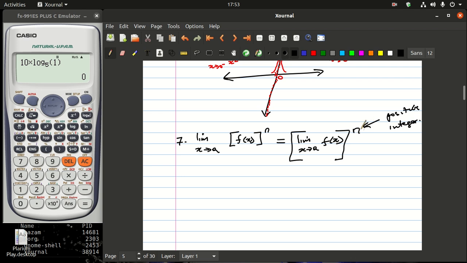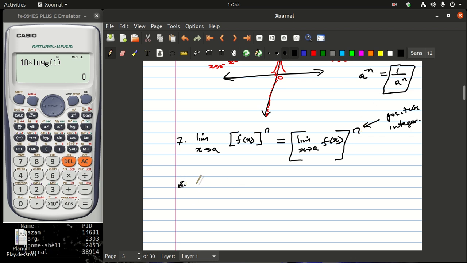If n is a negative integer, you know that whenever I have a raised to minus n, this is always the same as 1 over a to the power n. And once you have something of this kind, you use rule number 6 of these limits to deal with a fraction. But for now, let's just assume we have a positive n here.